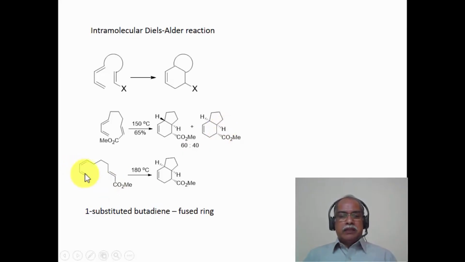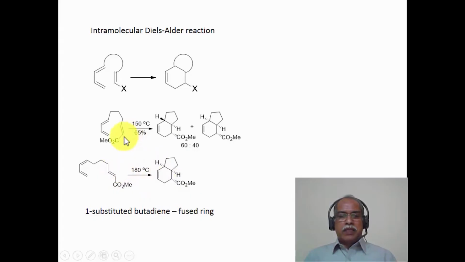Now here is a substituent which is attached to one position, but the stereochemistry is reversed. Here it is E stereochemistry, now it is Z stereochemistry in this particular case. In the case of the Z stereochemistry, if you look at the stereochemistry of these two hydrogens, you get exclusively only the endo adduct in this particular case.